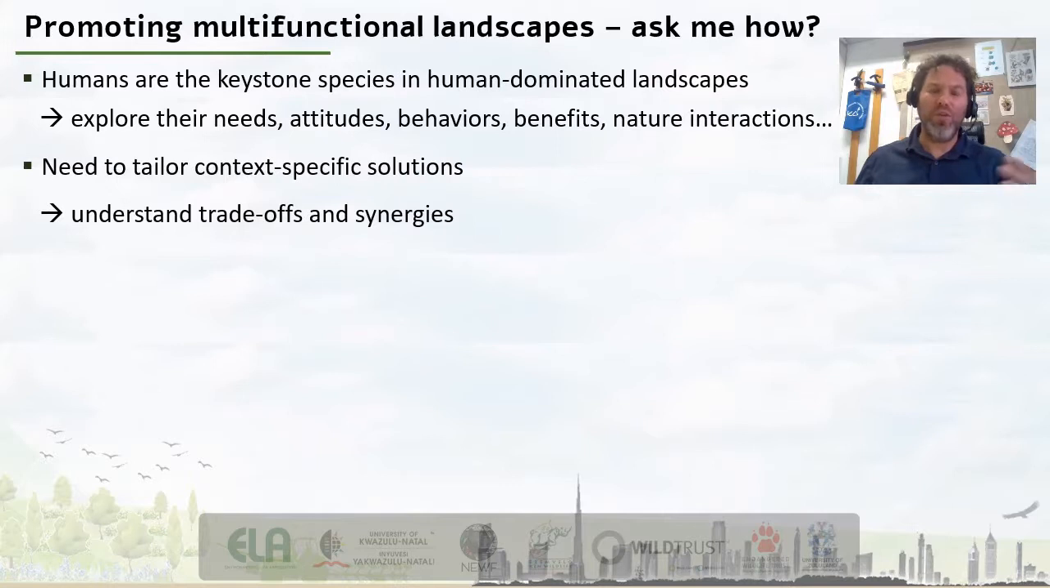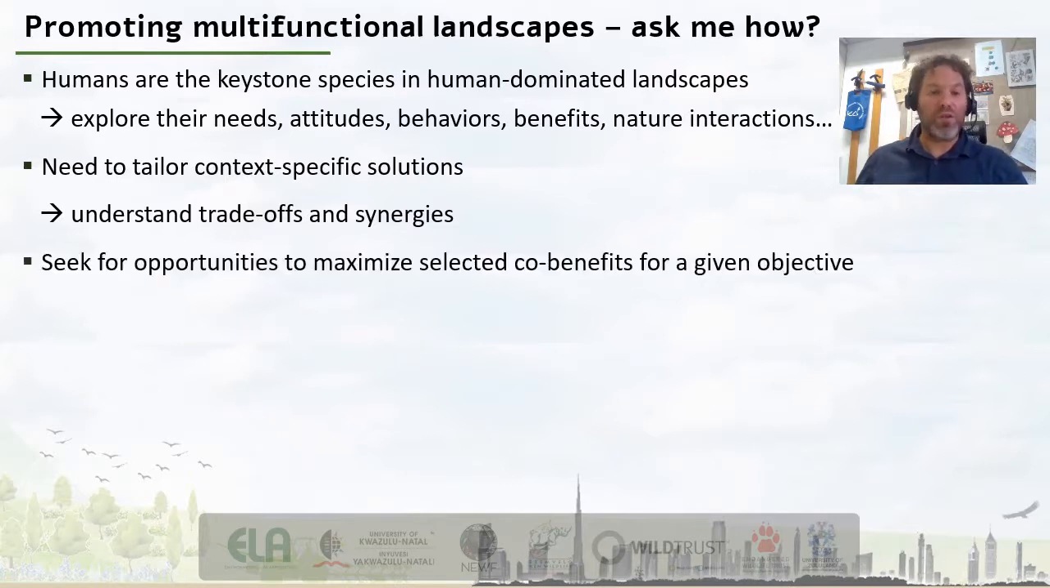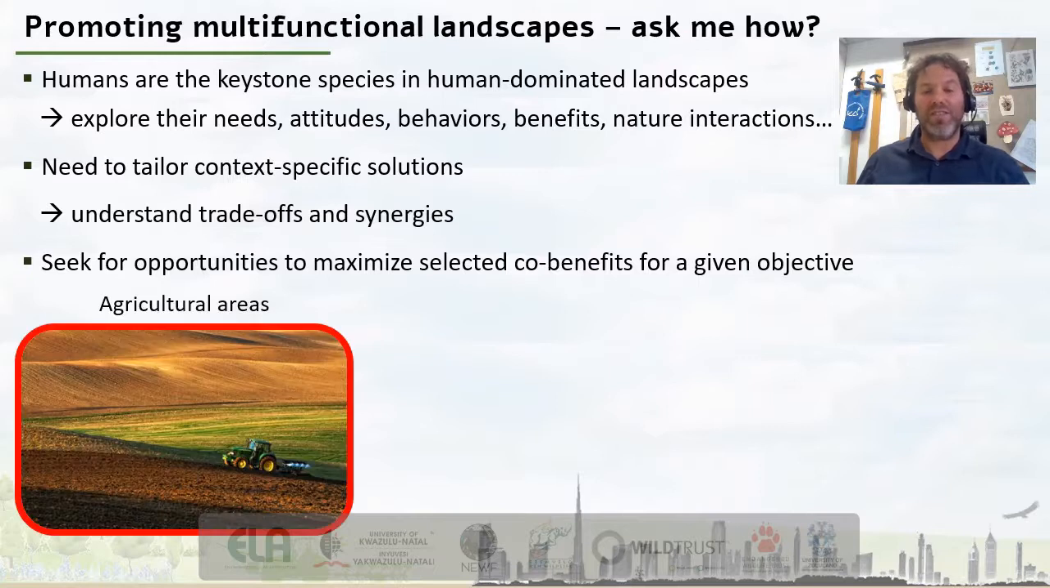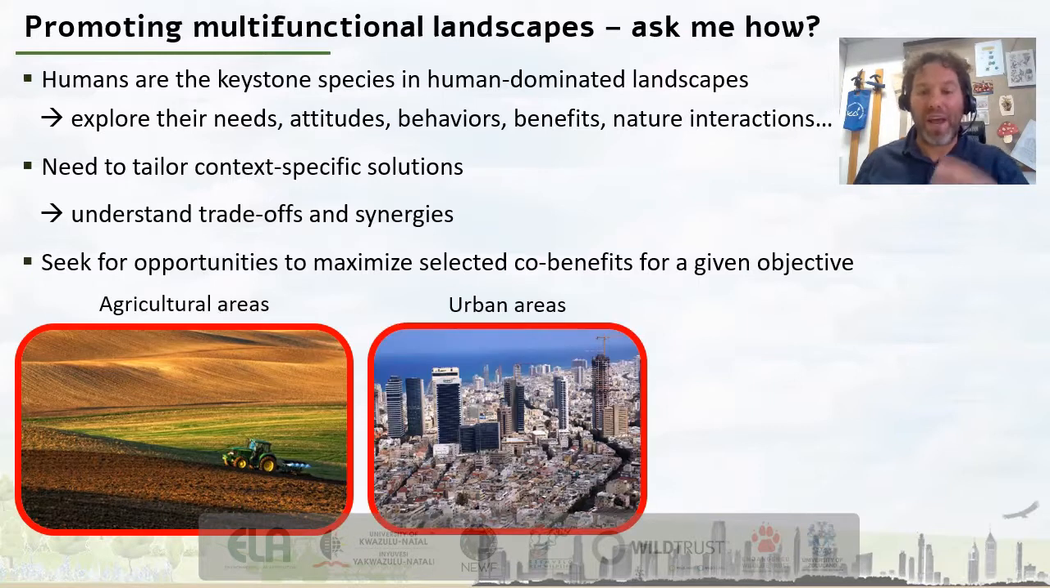And what I would like to do in the next 20, 25 minutes is to take you through my research in agriculture areas, in urban areas, and a bit about connecting people to nature, and show you these opportunities and what we can achieve with multifunctional landscapes.